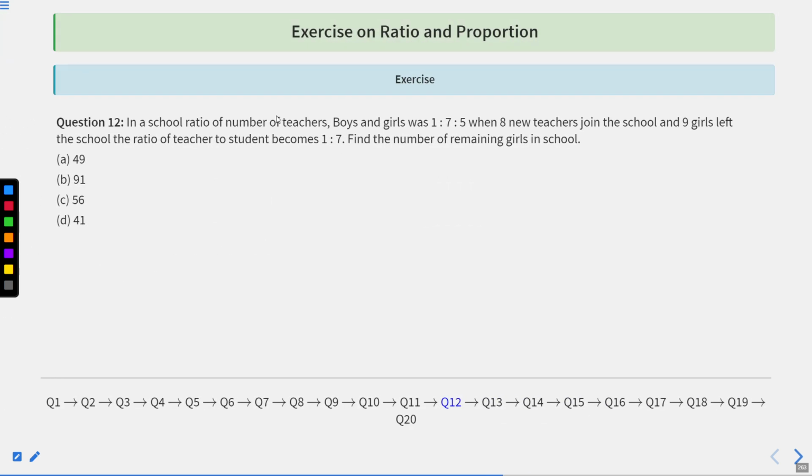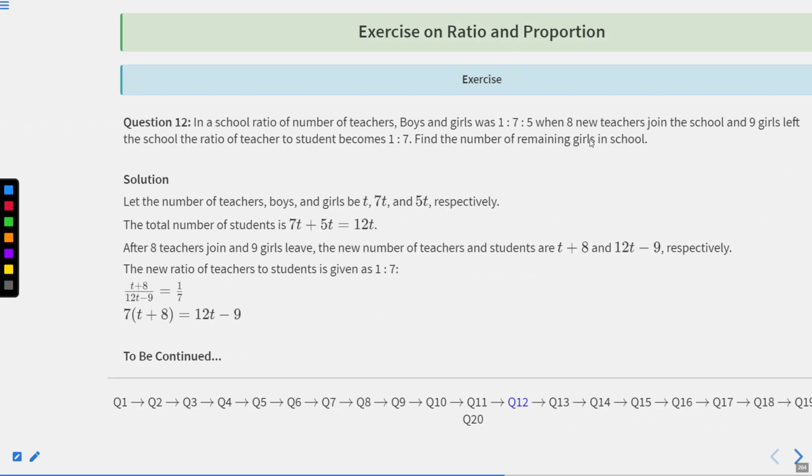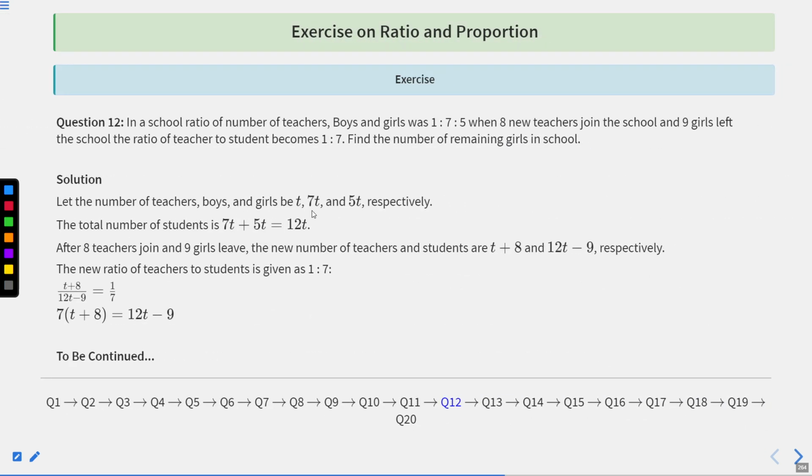In a school, the ratio of the number of teachers, boys and girls was 1:7:5. When 8 new teachers joined the school and 9 girls left the school, the ratio of teachers to students became 1:7. Find the number of remaining girls in the school. Let the number of teachers, boys and girls be T, 7T and 5T respectively. So the total number of students will be 12T, and after 8 teachers join and 9 girls leave, the new number of teachers would be T plus 8 and the new number of students 12T minus 9.